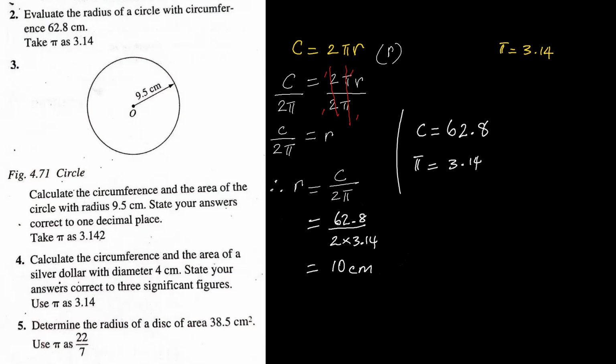Any questions? Anybody not sure what I did? The question asks us to find for R. So I had to transpose the formula, make R the subject of the formula. Any questions? Anybody? No, sir. All right, so everybody okay.